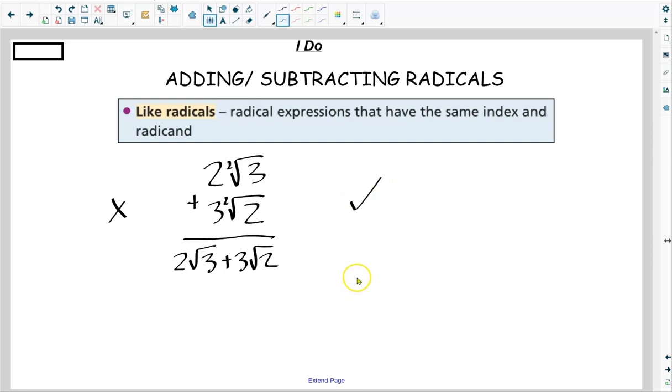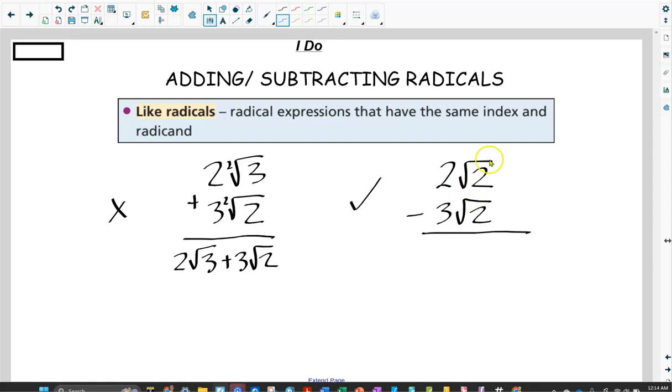Let's come up with an example that I can do. Okay, so let's say 2 square root of 2 and 3 square root of 2. Let's subtract those. Okay, again, I need to check, do I have like radicals? Same index, a 2 and a 2, and radicand, a 2 here and a 2 there. So what I'm going to do then is 2 minus 3 is negative 1, square root of 2. Okay?